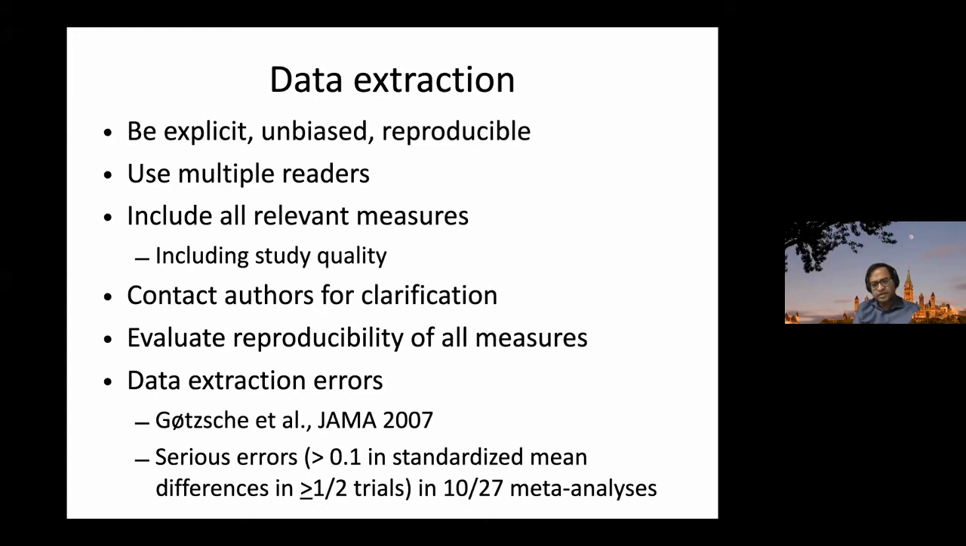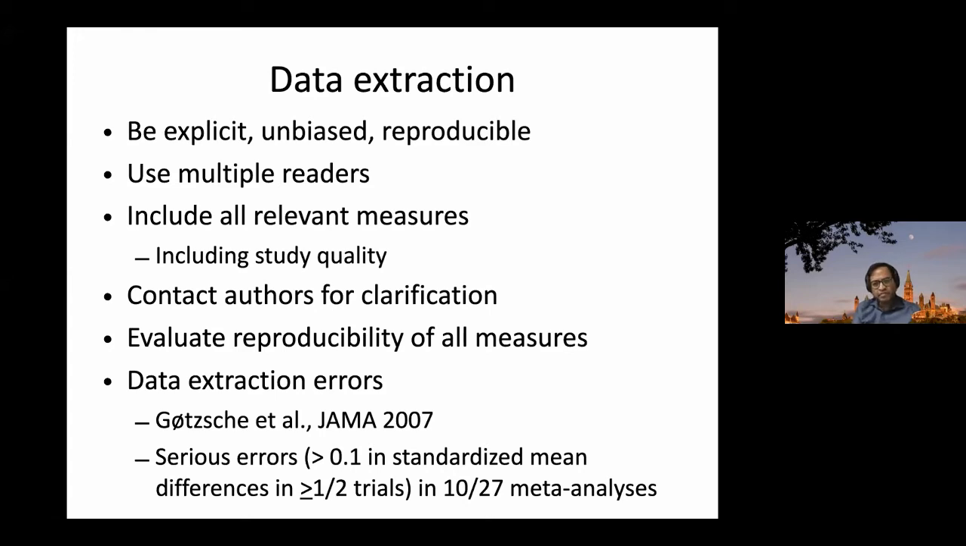John Ioannidis has published many systematic reviews, and his own review on the infection fatality rate, which came out last week, is full of errors. But you really need to know the data to pick up these errors, and they often are missed. And again, doing everything in duplicate helps.